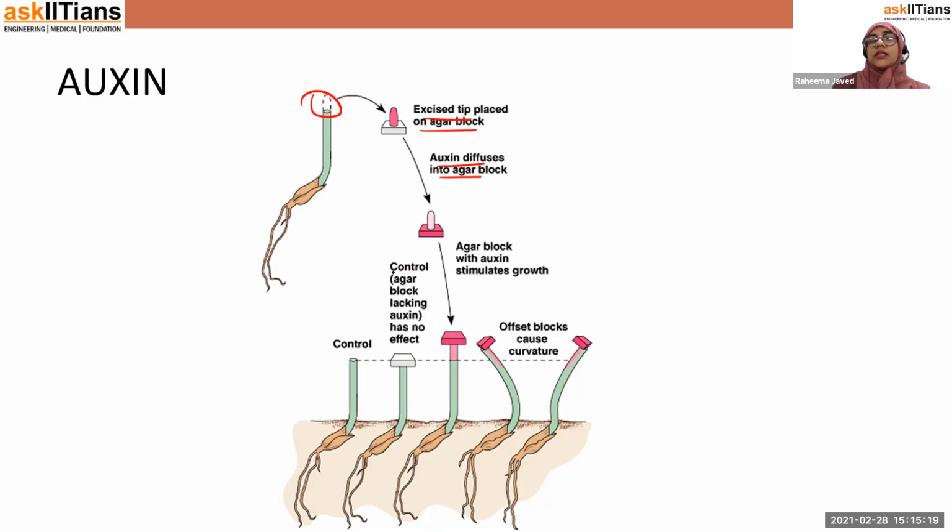As you can see here in the control experiment where the agar block is not there, the auxin has no effect. Where the tip has an agar block, you can see the curvature is shown. This curvature is shown because the auxin can diffuse through the agar block into the rest of the plant. So this is the experiment to explain the significance of auxin and also to confirm it.